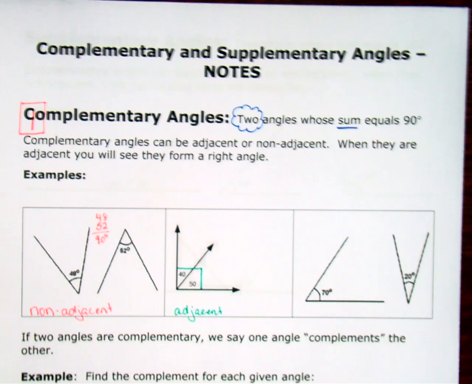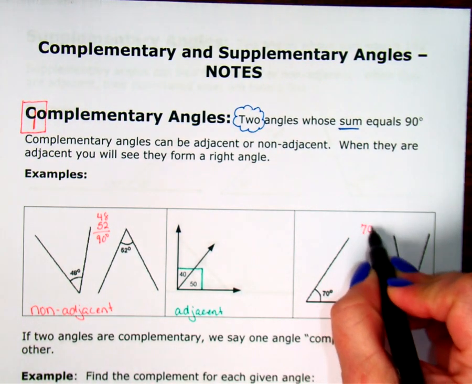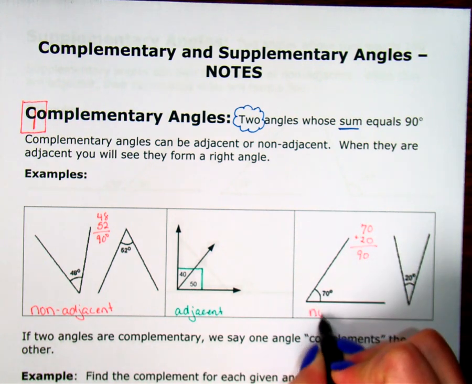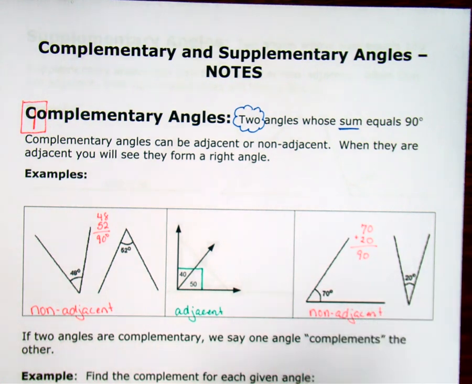Okay. Same thing here. I have a 70-degree angle and a 20-degree angle, and 70 plus 20 does make 90. So these are also non-adjacent complementary angles. Okay? If two angles are complementary, we say one angle complements the other one.